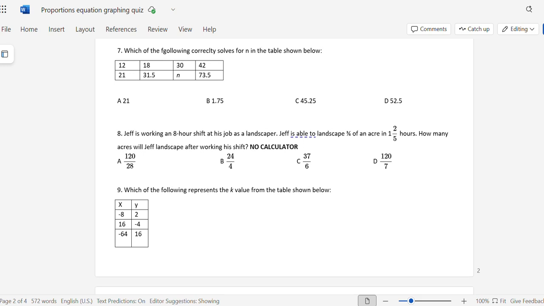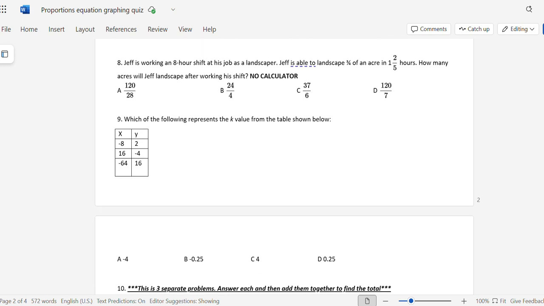Number 7, which of the following correctly solves for n in the table shown below? The table has numbers that say 12, 21, 18, 31.5, 30, n, 42, 73.5. Which of the following correctly solves for n? A, 21, B, 1.75, C, 45.25, D, 52.5.